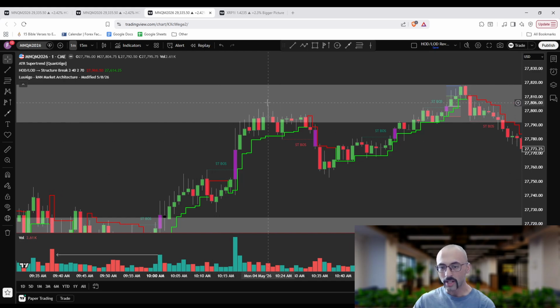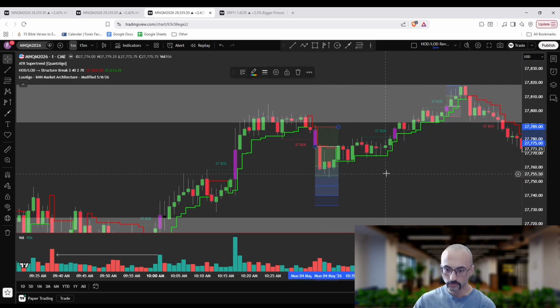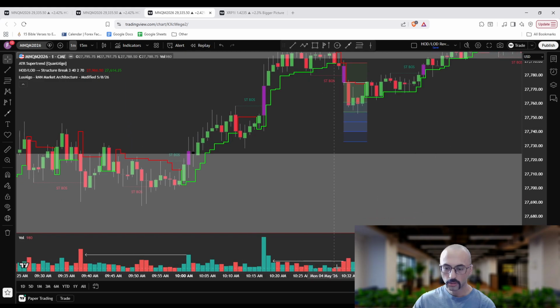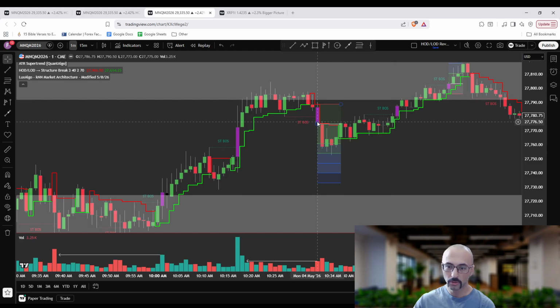Okay, here we tap into this low volume node. First structure break is right here. Beautiful. Let's take that. If we look at the volume, we've got to make sure that everything checks out. This is the most volume in the last, what is that, 10:34 to 10:18. So that's about 16 minutes ago.